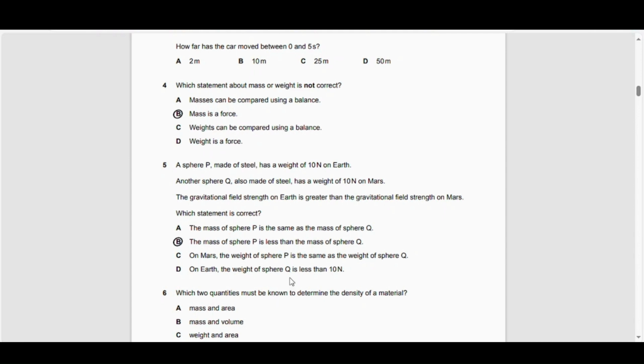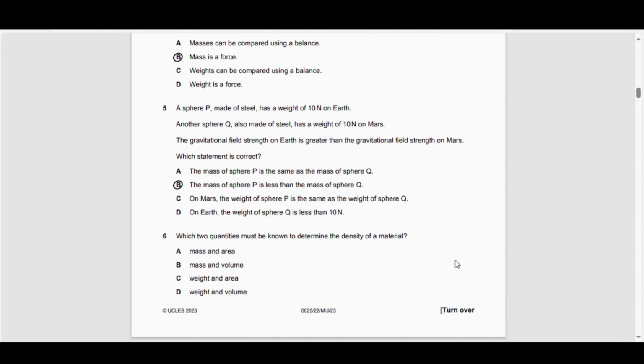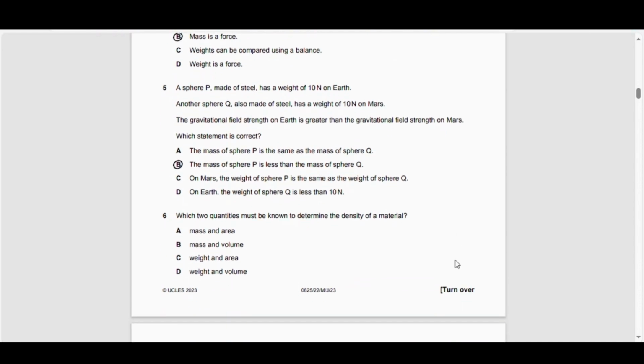And on Earth, the weight of sphere Q is less than 10 newtons. That can't be true, because again, by this logic Q has a mass greater than 1, because the value of g on Mars is less than 10 meters per second squared, so it's going to have some value greater than 1, and then if you multiply it by the gravitational field strength on Earth, which is 10 meters per second squared, which we've assumed, it's going to have a value of greater than 10 newtons, right? So it can't have a value of less than 10 newtons, which means B is the correct answer. So in this case, it was fairly straightforward to just go for B, but I think it's always a good idea to check that they don't catch you out with the other options later down.